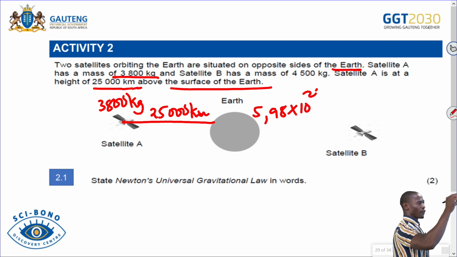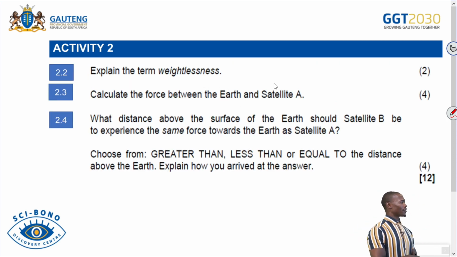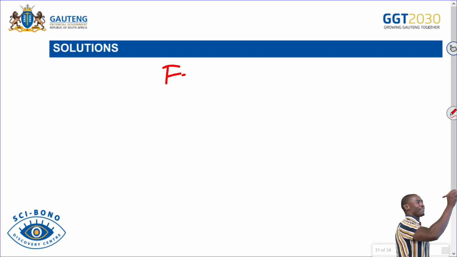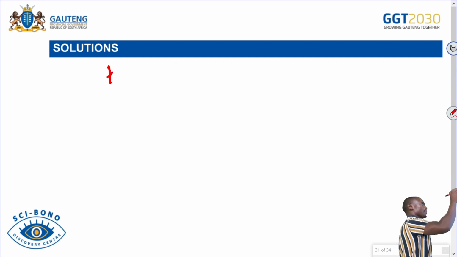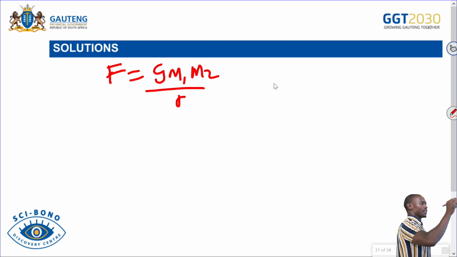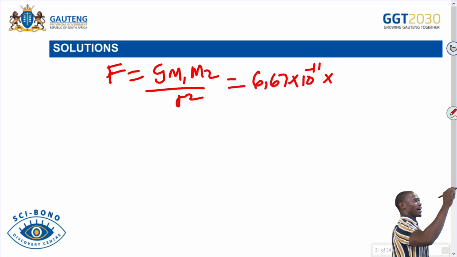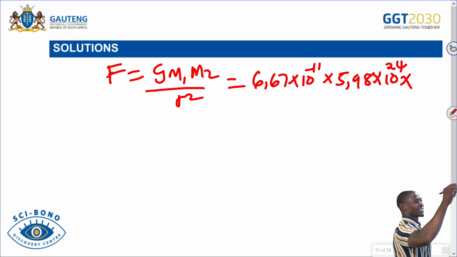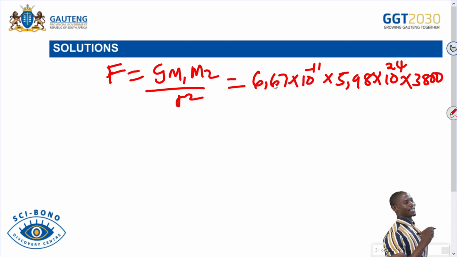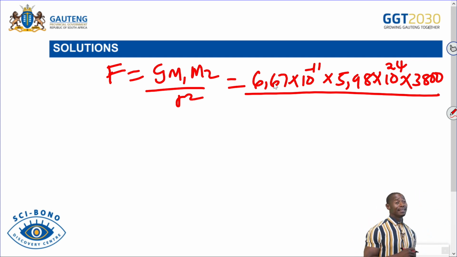Times 10 to the power what? 24 kilograms. So they want us to calculate the force between the Earth and satellite A. F equals G m1 m2 over r squared. G is 6.67 times 10 to the power negative 11. Mass of the Earth is 5.98 times 10 to the power 24. Mass of the satellite is 3,800 kilograms. Then what is the distance now between the centers?